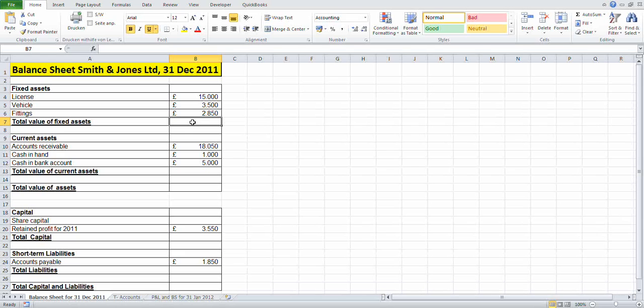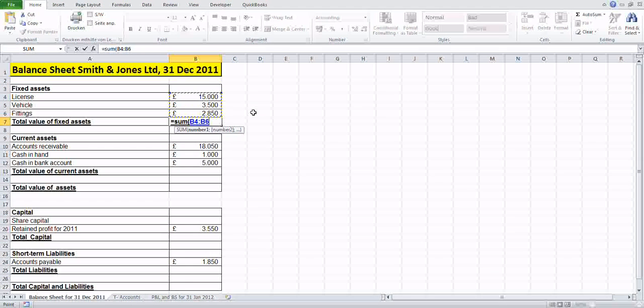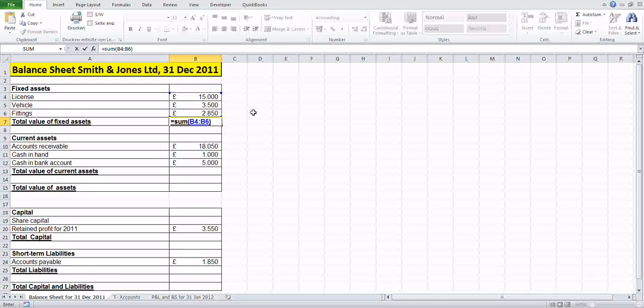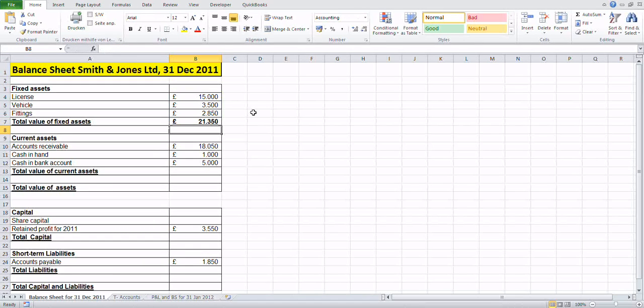The total value of fixed assets has not been calculated yet, so we trigger a function using an equal sign, type sum, opening brackets. Now make sure to select those three components, license, vehicle, and fittings. Close the bracket and press enter.